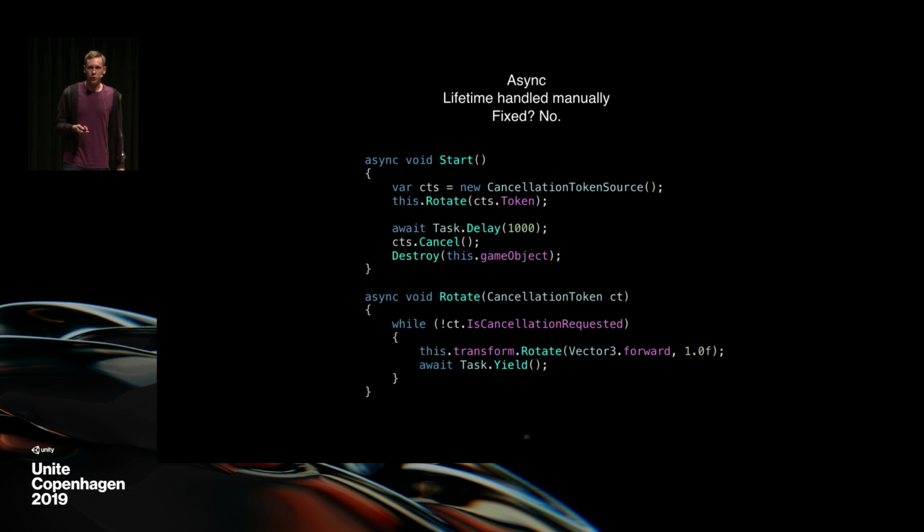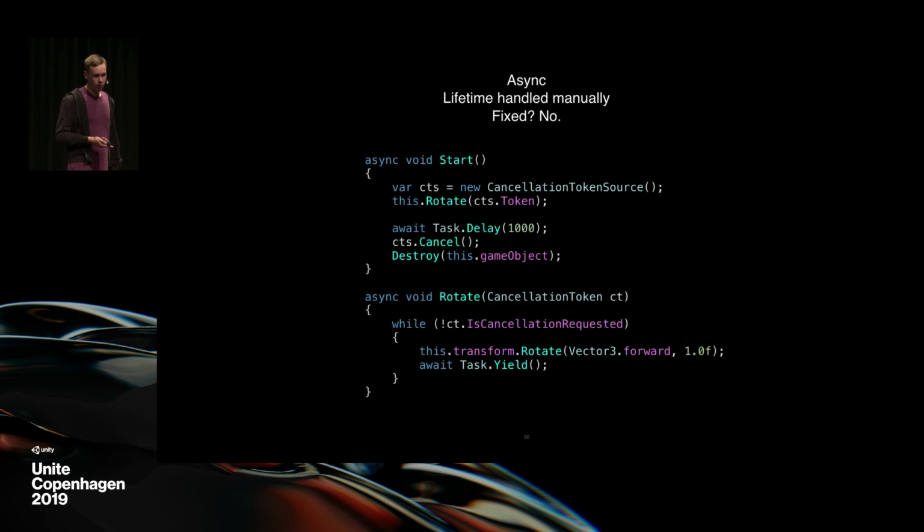Well, we add cancellation tokens. That's the async way of managing lifetime. So we create the cancellation token source and pass it to the rotate function, or the token of it. And when the timer runs out, we cancel it. Does it fix it? Well, it doesn't, because if something else destroys the game object before the timer runs out, we are late with the cancellation, and we get the exception again.